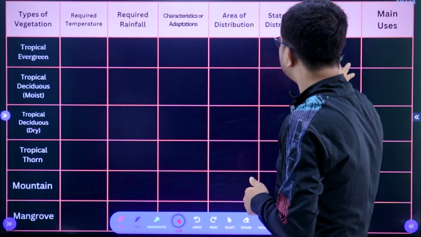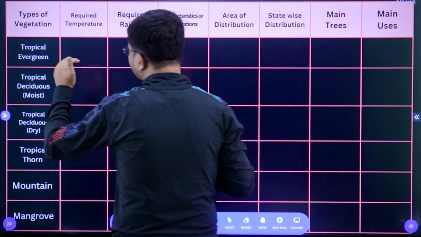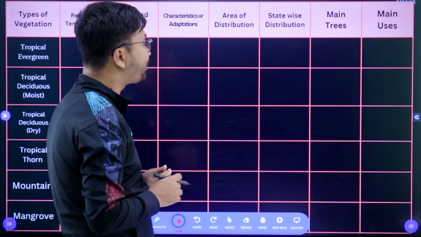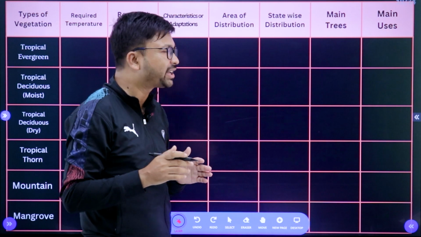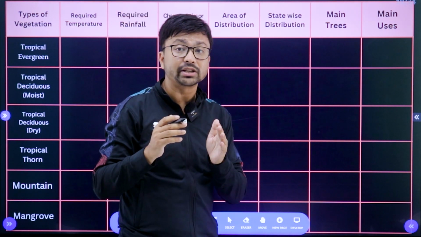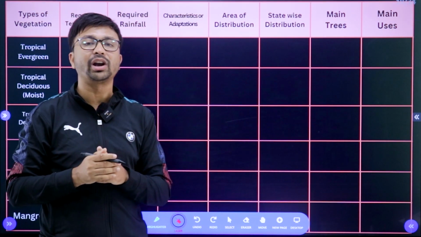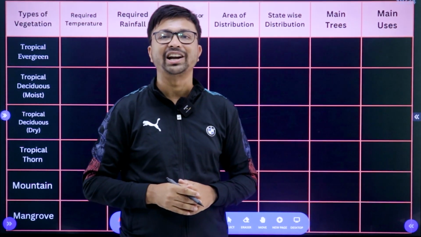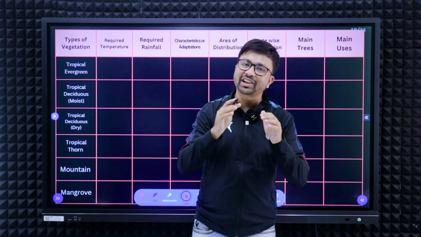After that you need to know about the main trees. What are the important trees we get in the tropical evergreen forest? That you need to write here. And the main uses: what are the uses of those particular trees? That you also need to study. That's it for the types of vegetation.